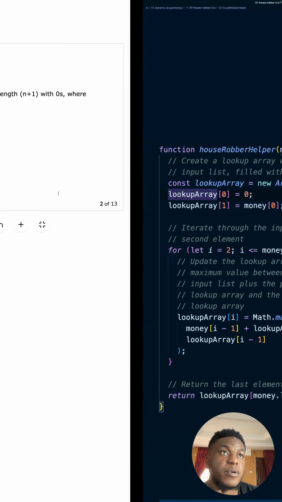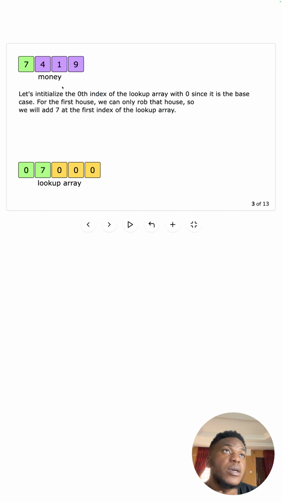And then what do we do afterwards? The first index of the lookup array is 0, since it's the base case. Now, what does that base case mean? It means, if we had no houses we're considering, what's the most we can make? And the answer to that is 0. So we see that was 0.